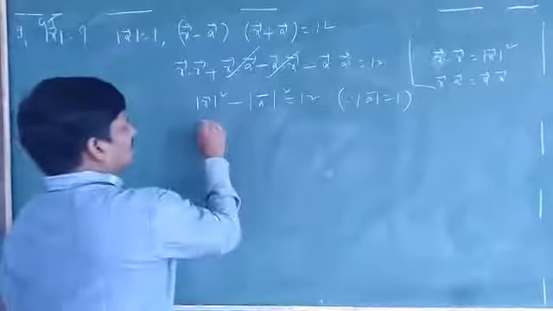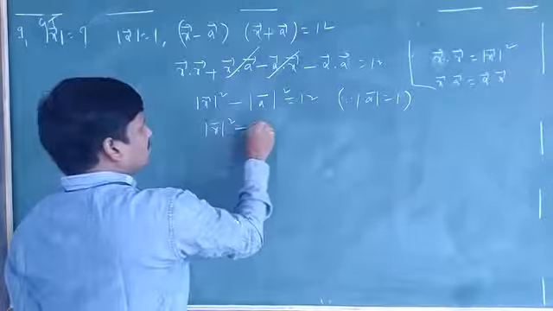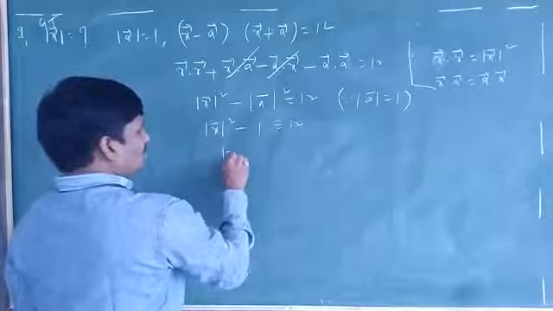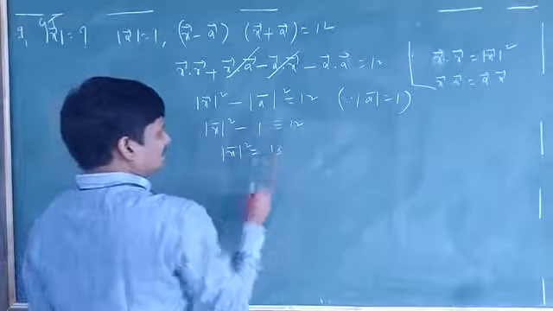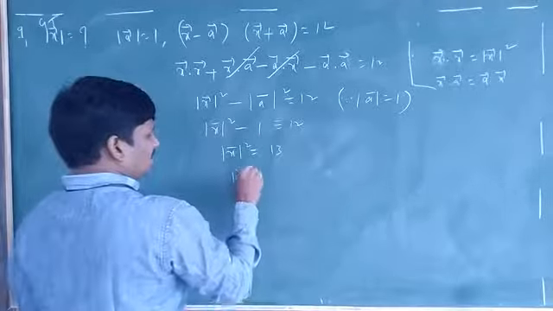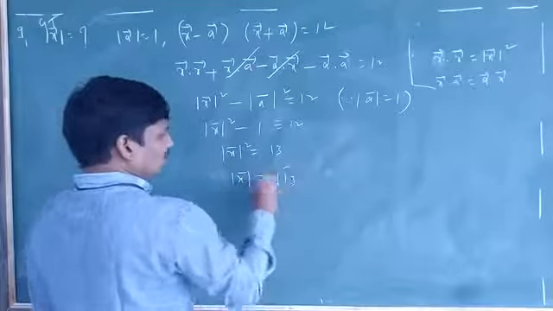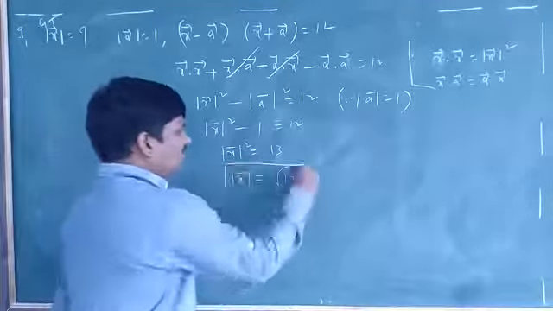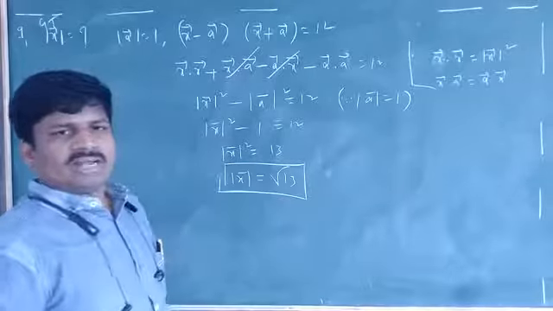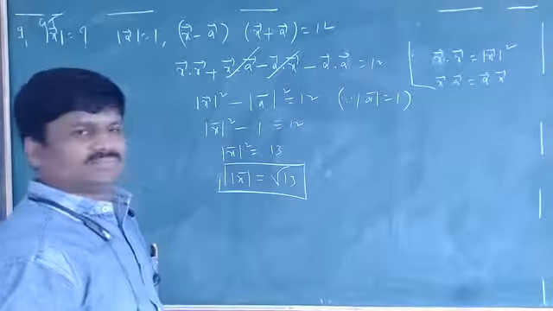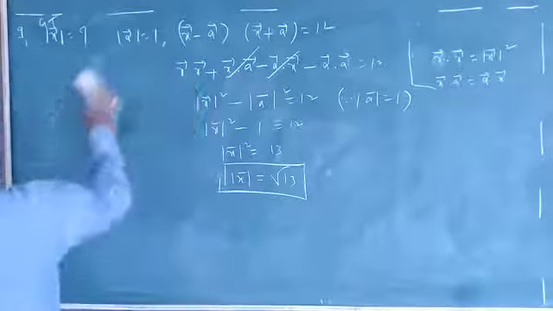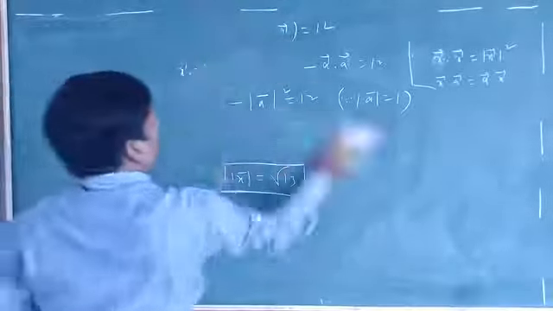Okay, so here mod x bar square minus 1 is equal to 12. Transfer this minus 1 to this side: mod x bar square is equal to 13. Mod x bar is equal to plus or minus root 13. But magnitude is always positive, so mod x is equal to root 13. Understand? In this manner we have to find. Okay, this is question number 9. Come to the next question.